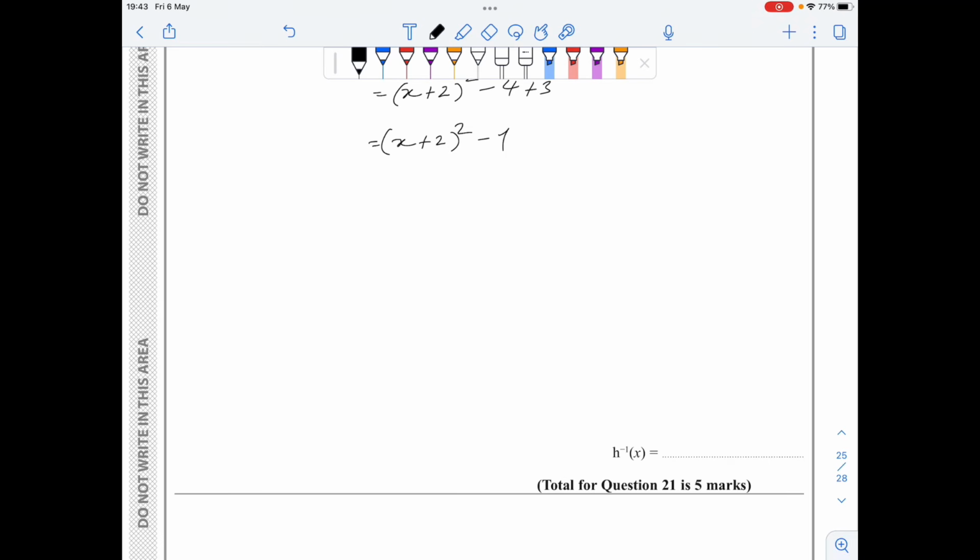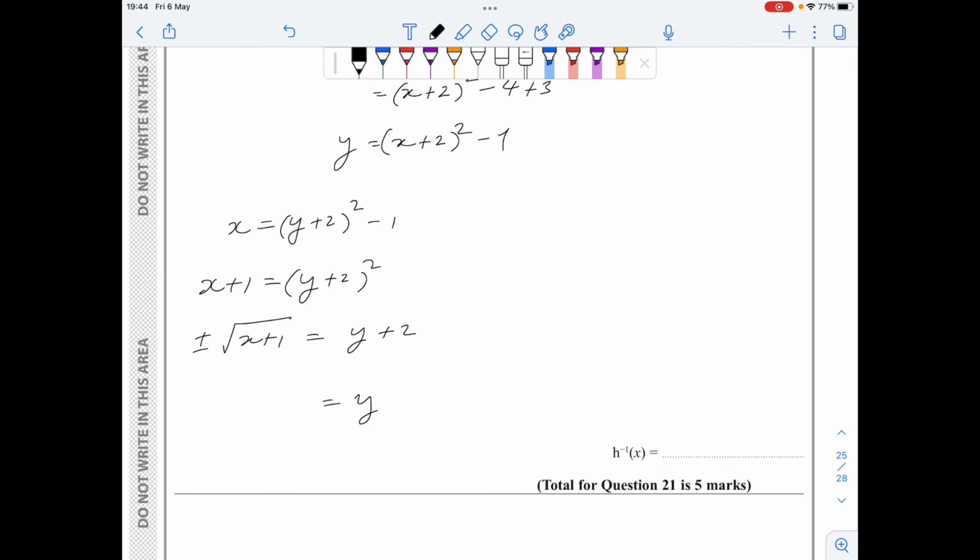Now, to find the inverse, I will reverse the roles of x and y. Imagine I have a y here. So I'll start by writing x equals (y plus 2) squared minus 1. I'll take the 1 to the other side, so x plus 1 equals (y plus 2) squared. Let's remove the square, so plus or minus the square root of x plus 1 equals y plus 2. So y is equal to minus 2 plus or minus the square root of x plus 1.